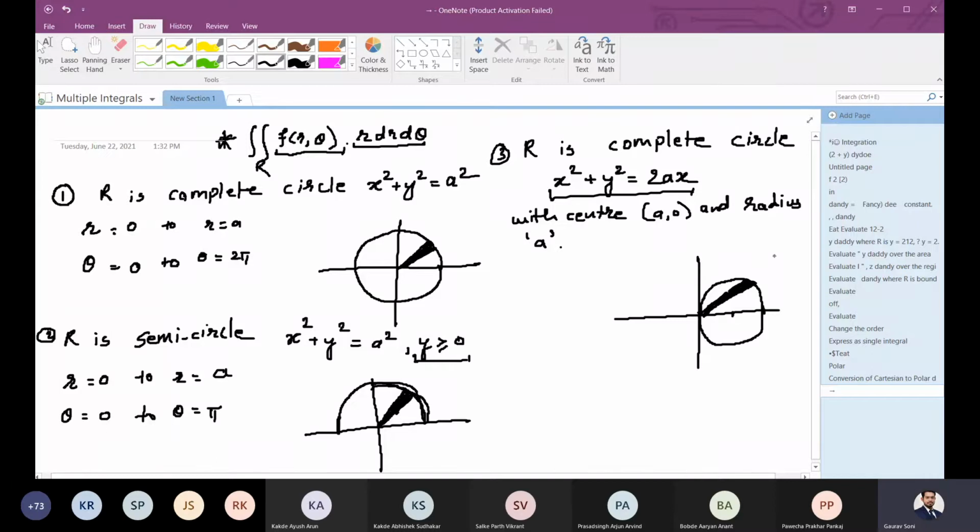Look, I'll tell you the idea, as this is the first example where we have encountered something which is not obvious. What is the equation of the circle? x square plus y square equal to 2ax. What I need is the limits for r and theta. Theta is very much clear. You can quickly tell me theta. How you are going to rotate that strip, and what minimum angle you will have and maximum angle you will have. That is quite obvious.